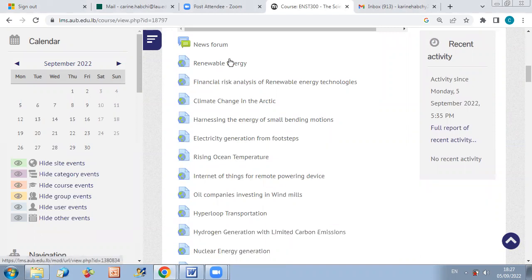So, for example, by accessing these links, you can read about renewable energy, financial risk analysis on renewable energy technologies, climate change, which will also be tackled in this course, and how we can have electricity generation from footsteps. This is a very original idea that research has been done on recently. We have also ideas about rising ocean temperature, oil companies, hyperloop transportation. So you have a lot of ideas here. You can read about these ideas if you are interested.